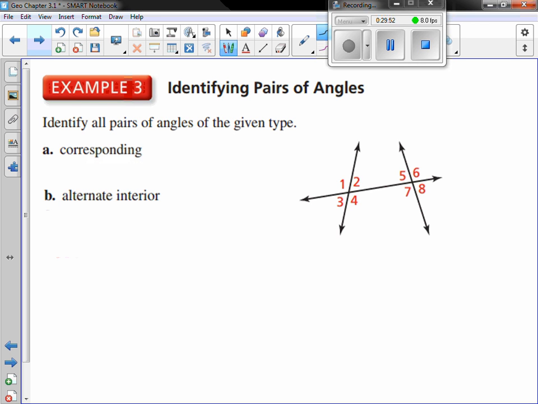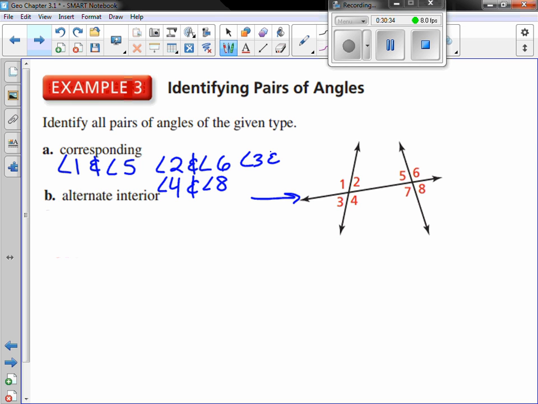Identify all pairs of angles that are corresponding. So corresponding means that they lie on the same side of the line and they match up. So one of them is going to be angle 1 and angle 5. Because as we see here, we can consider this line here to be the transversal. So it's above the transversal and to the left. So I look over here, above and to the left is 5. What about 2 and 6? 4 and 8. 3 and 7. 3 and 7, below the line and to the left. On the other set of lines, below the line and to the left would be 7. 4 is below the line and to the right. 8 is below the line and to the right. So we're trying to see where they match up.